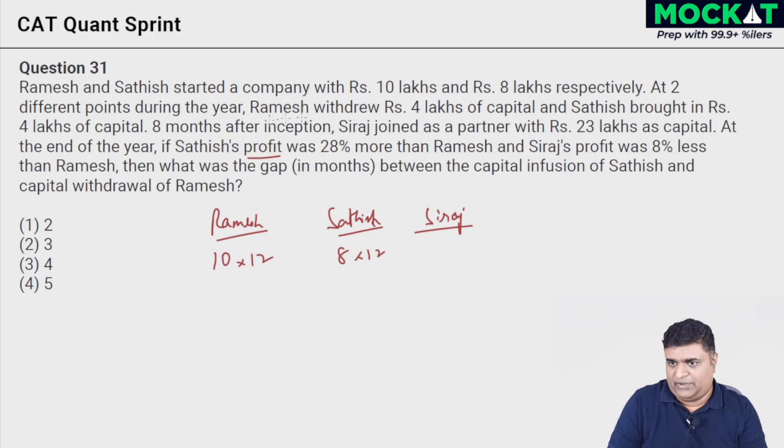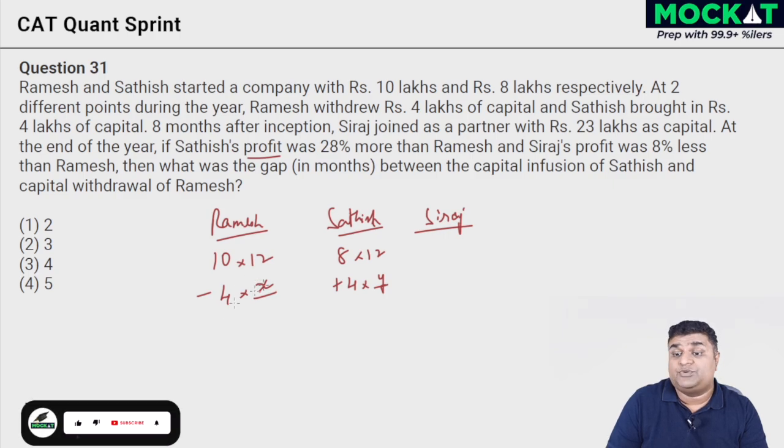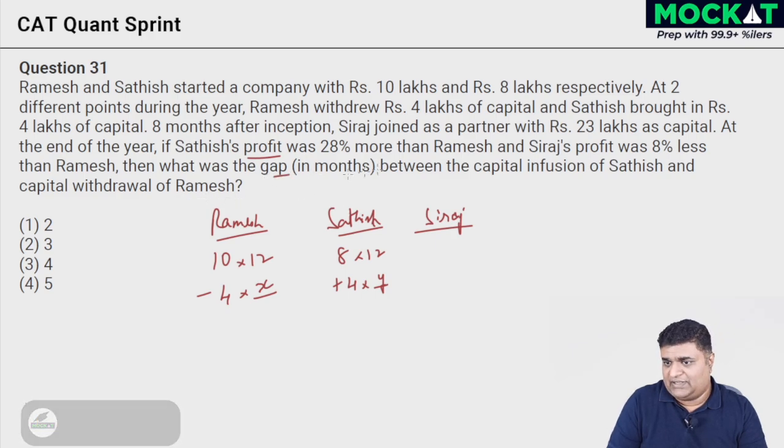At two different points, Ramesh withdrew 4 lakhs of capital. Okay, 4 lakhs went away. For how many months? I don't know, right? Let's call that X. And Satish over here has brought in 4 lakhs of capital for the last Y months of the year. Let's say last Y months of the year, it remained in the business. This was missing in the business for the last X months of the year, right? Because it was withdrawn. Now, eventually we need to find the gap between the capital infusion and capital withdrawal.